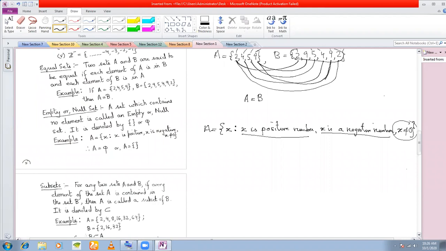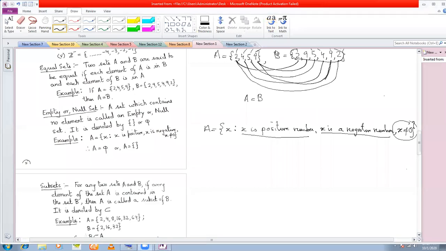Can you think of any number? Yes, can anyone think of any number? No, sir. Sir, can you repeat the question, sir? Is there any number that is positive and also negative and also not equal to 0? Sir, can it be 1? 1 is positive, plus 1. Any other?